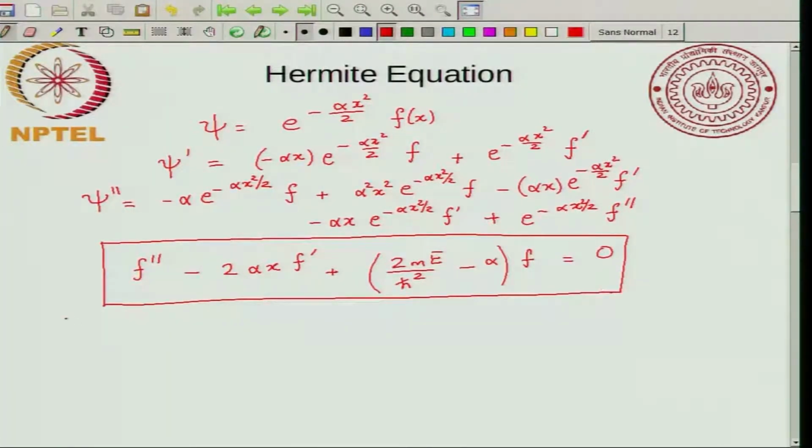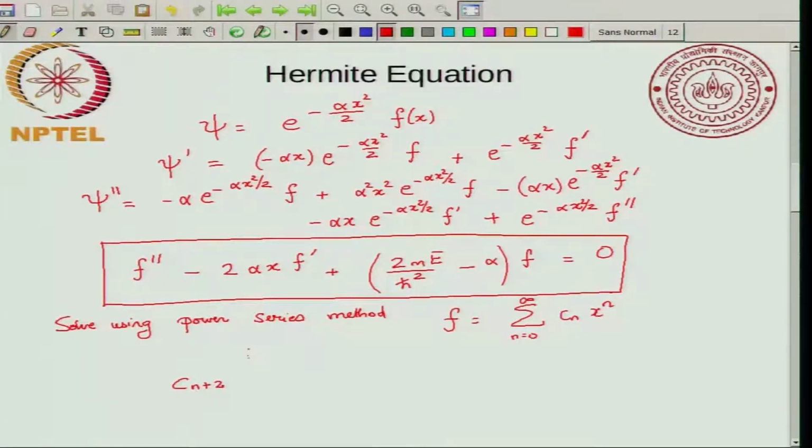So this is solved using the power series method. f is equal to the sum over n equal to 0 to infinity of C_n x^n. When you do this, you take the derivative, the second derivative, substitute in the power series, and you will get a recursion relation that looks like this.